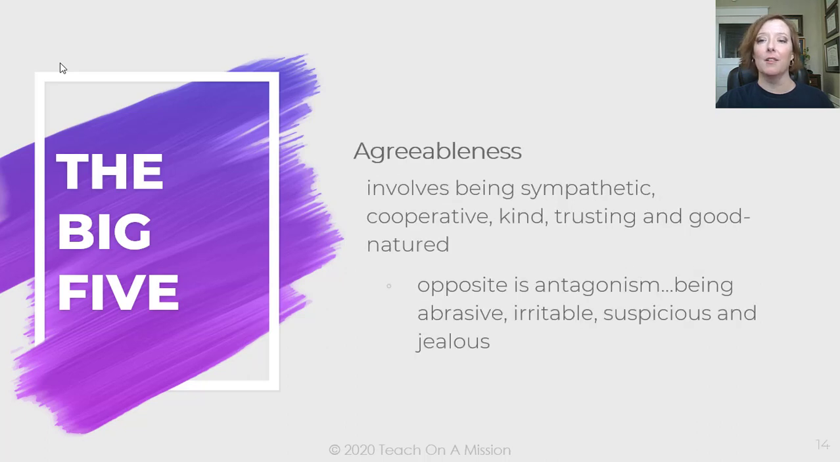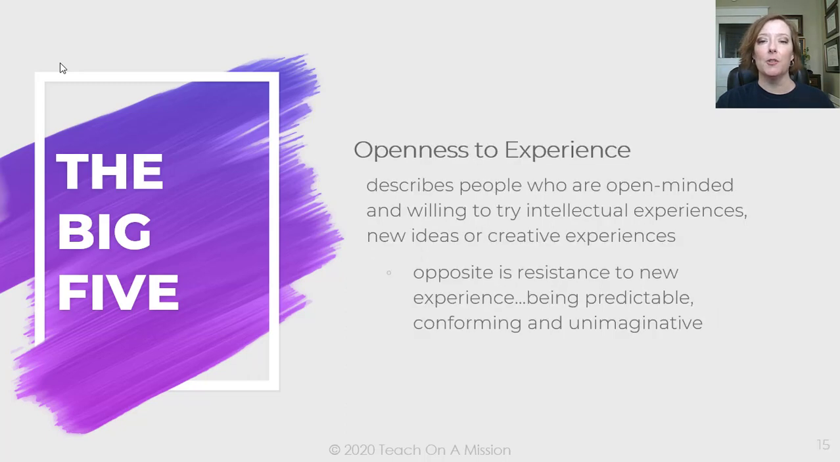Agreeableness involves being sympathetic, cooperative, kind, trusting, and good-natured. The opposite is antagonistic, being abrasive, irritable, suspicious, and jealous. The next is openness to experience. This describes people who are open-minded and willing to try intellectual experiences, new ideas, or creative experiences. The opposite is resistant to new experiences, being predictable, conforming, and unimaginative.